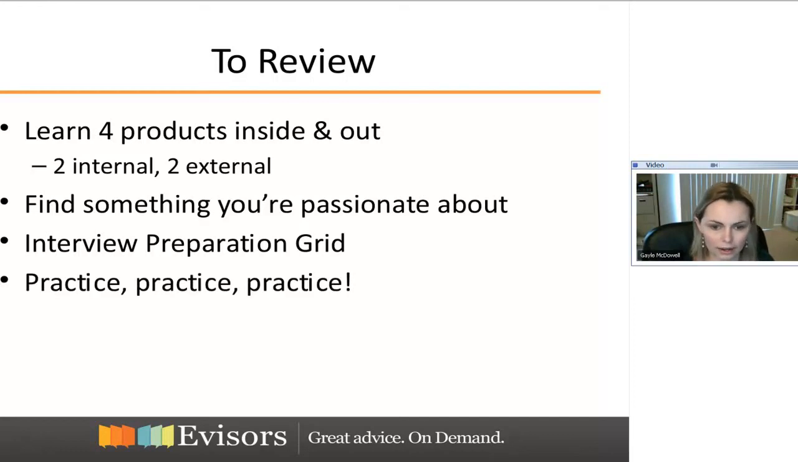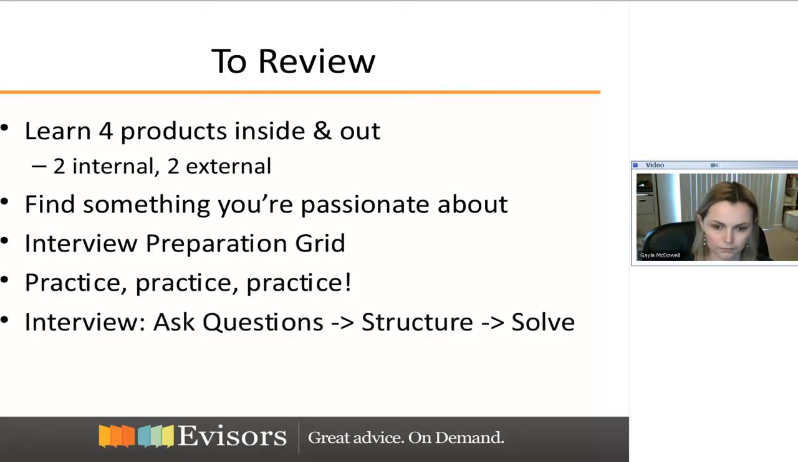And practice a lot. Practicing interview questions, you can find them on Glassdoor and you can find them on ClearCut. Extremely important. Don't believe the interview questions you see on blogs. Look for ones that are actually reported by actual candidates. And then in an interview question, ask questions, structure the problem, and solve. That's really the key to doing well and getting a job at a top tech company.